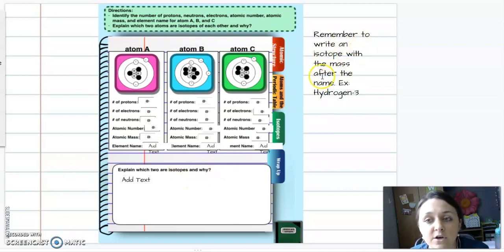Remember to write the isotope with the mass after the name. So right here, for instance, we see 3 protons. This would be lithium dash 1, 2, 3, 4, 5, 6. Lithium dash 6. Okay, if you get confused, the directions are right here.